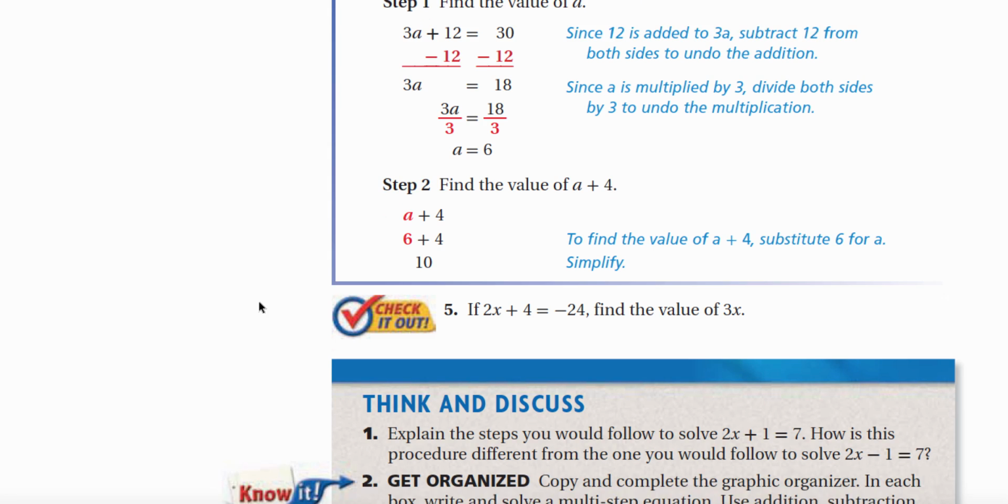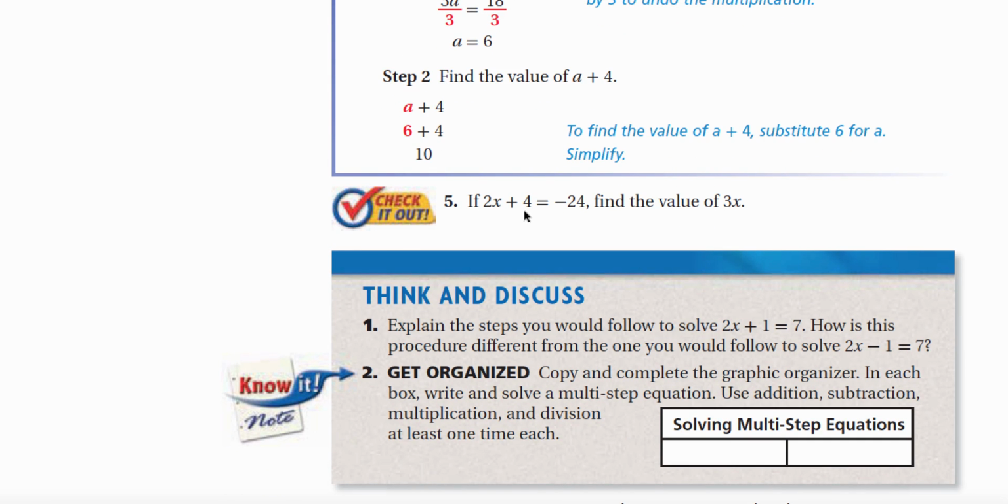Here's one I want you to try. If 2x plus 4 equals negative 24, find the value of 3 times x. Go ahead and pause the video now. Taking the equation 2x plus 4 equals negative 24 and solving it using the two-step process, I end up with x equals negative 14. Now, to find the value of 3x, I have to replace the x with negative 14. 3 times negative 14 is negative 42. So therefore, the value of 3x is negative 42.